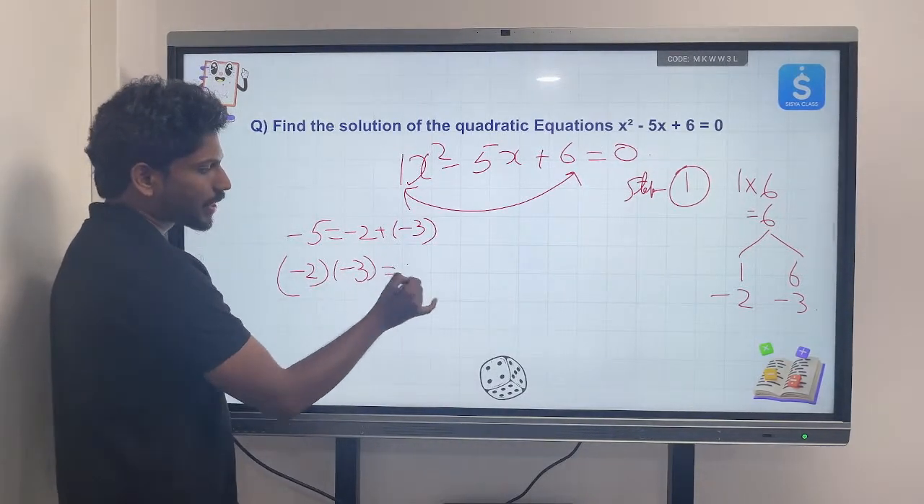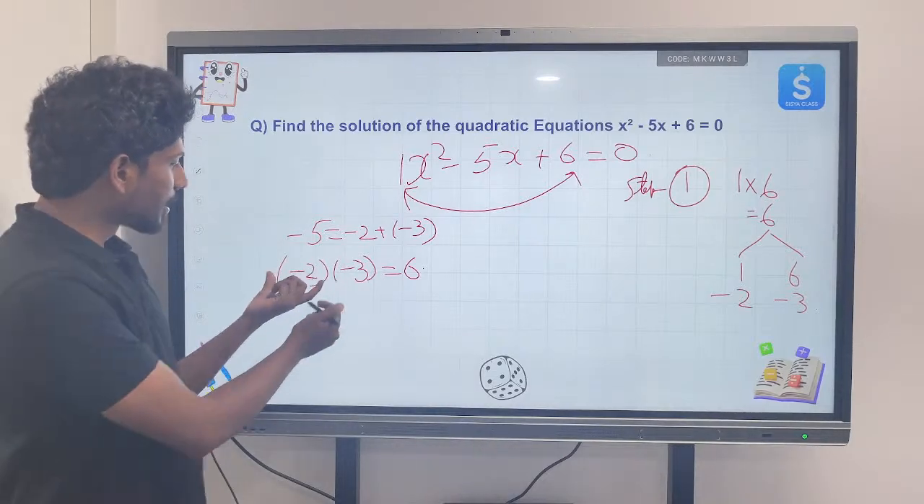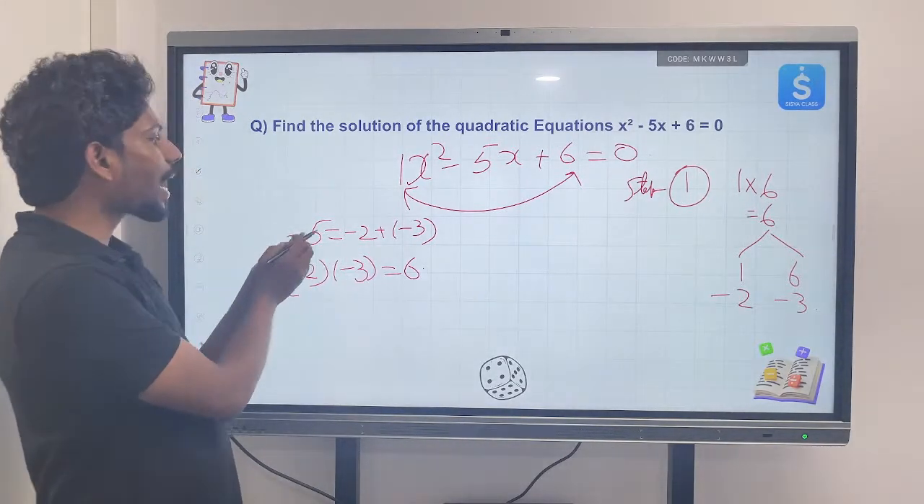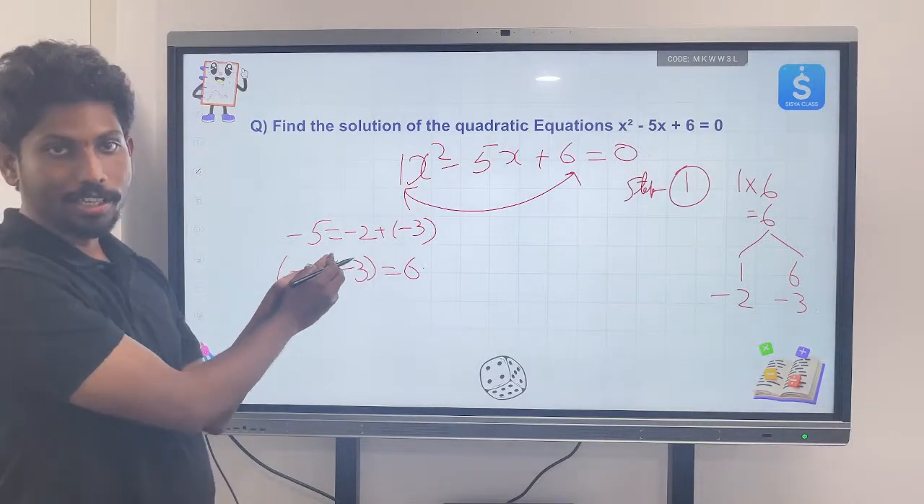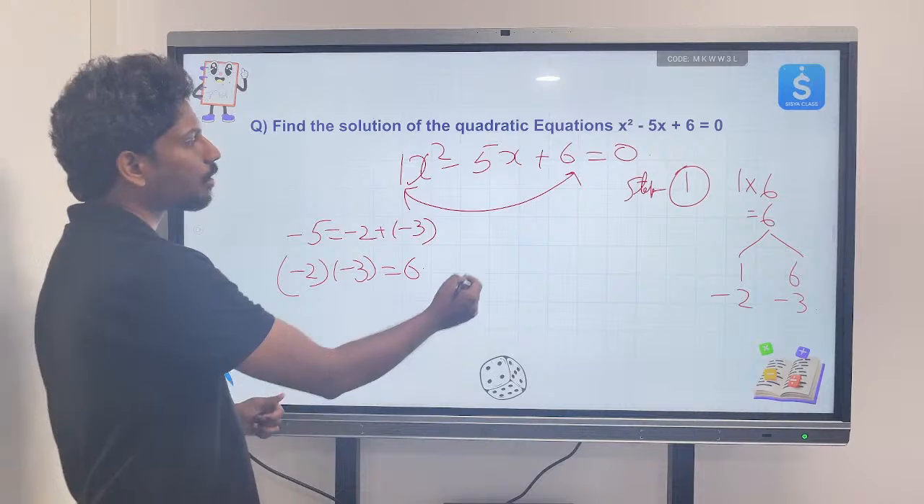It is again 6. So here I have chosen my factors in such an intelligent way, right? If you see here, minus 2 into minus 3, I got 6. But if I add minus 2 and minus 3, I am getting minus 5. So you need to be wise enough to choose these factors and then split the middle term. Now the concept is very simple.